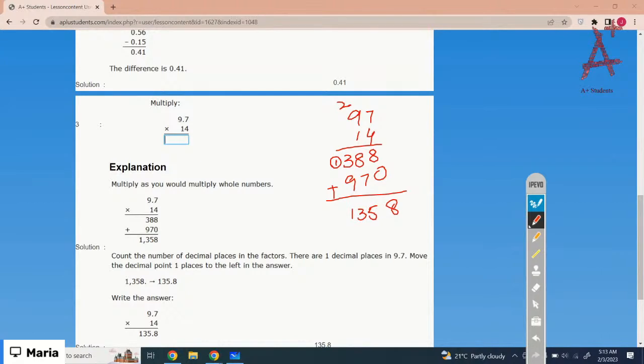That is the simple multiplication like we do with the whole numbers. Now just look at the decimal point. In the factor, you have the decimal point right after the first digit. That means you have to place the decimal point one place left. Basically the decimal point is over here, that is 1358.0. Just move the decimal point one place left. So it would be then 135.8. Got it? Okay, let's just start with the practice questions.